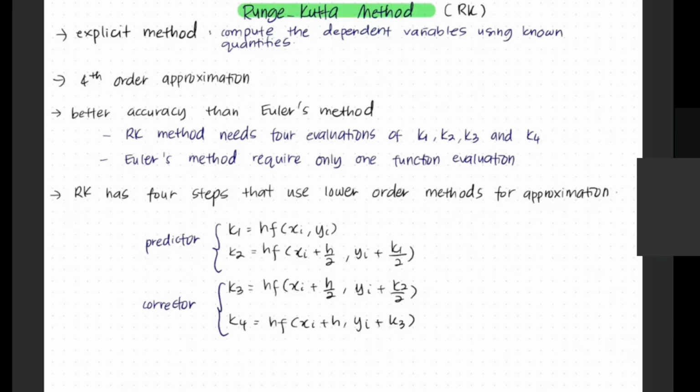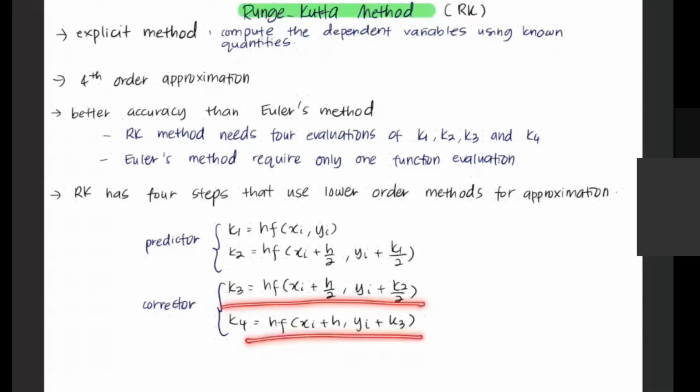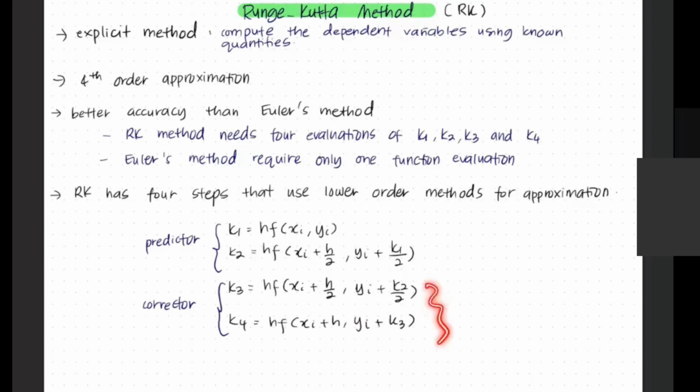And the RK method has 4 steps that use a lower order method for approximation. These steps are K1, K2, K3 and K4. The first 2 steps are predictors. These 2 steps predict the solution. Meanwhile, for the rest, step 3 and step 4 are the correctors, where at these steps they correct the solution.